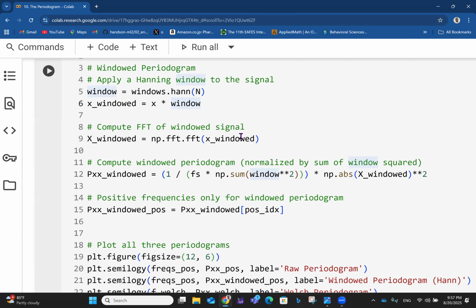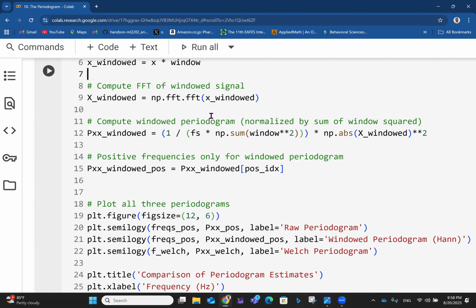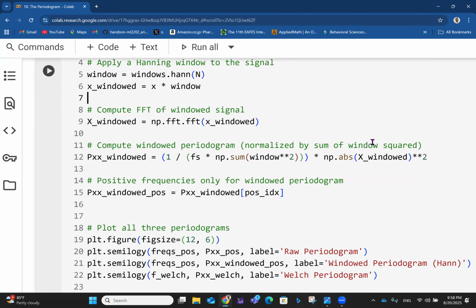Then to compute the fast Fourier transform of the windowed signal, we have X_windowed is now, of course, np.fft of the windowed signal. Then having done that, we compute the windowed periodogram, which is normalized by the sum of the window squared. So we have the windowed periodogram is now 1 over the frequency multiplied by the sum of all the windows, and then all of that multiplied by the square of the absolute value of the FFT of the windowed signal, I think. Yeah.